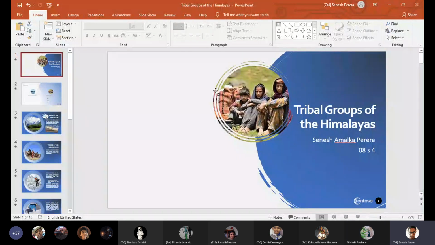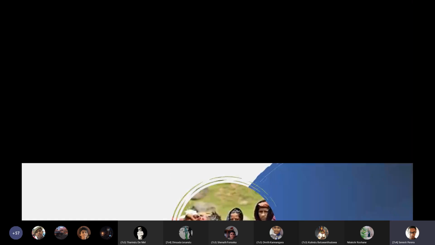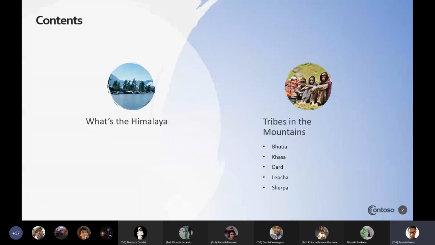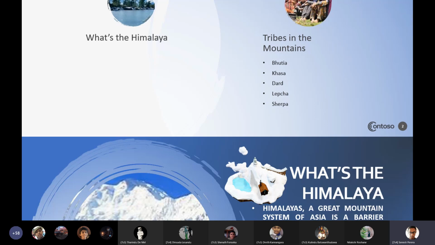So today I'm going to do a small presentation on the tribal groups of the Himalayas. I'm going to speak about five main tribal groups: the Bhutia, the Khasa, the Dard, the Lepcha, and the Sherpa. Before that, I will be briefly introducing you to the Himalayas. So, what is this Himalayas?